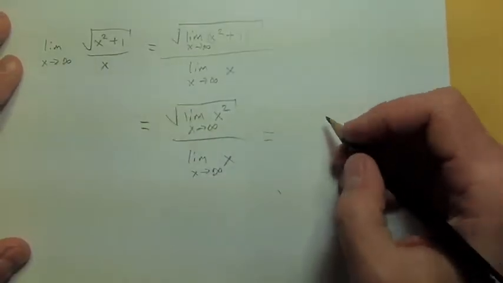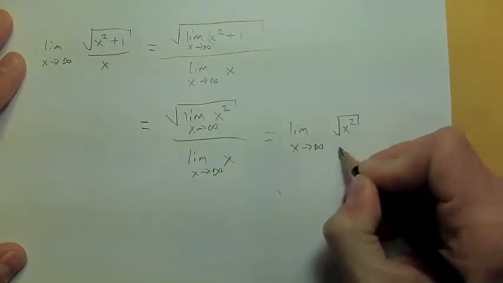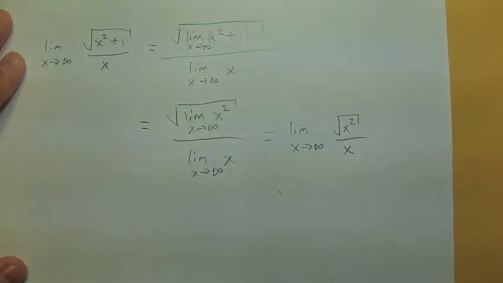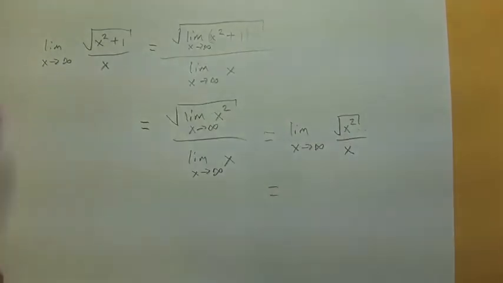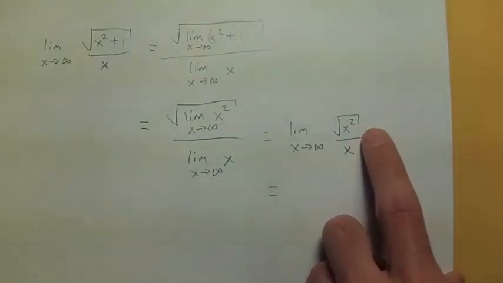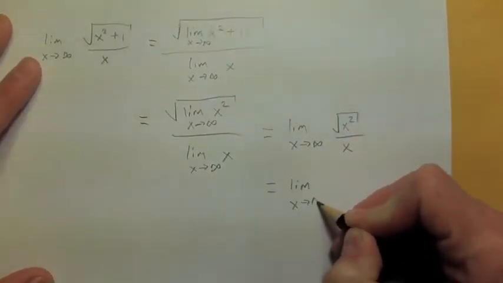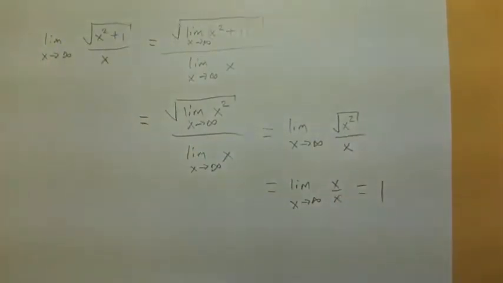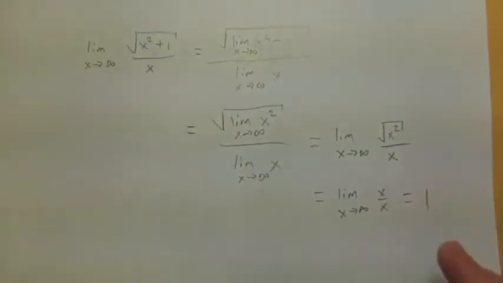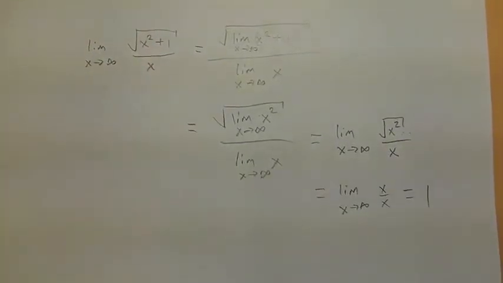And then if we move the limits back outside, what we have is the limit as x goes to infinity of the square root of x squared all over x. Since we're going to positive infinity, this is just going to be x over x. So the whole thing goes to 1. So we have to use some of our previous rules to do this one, as L'Hopital's Rule will actually fail us here. That's about all I really want to say about L'Hopital's Rule.